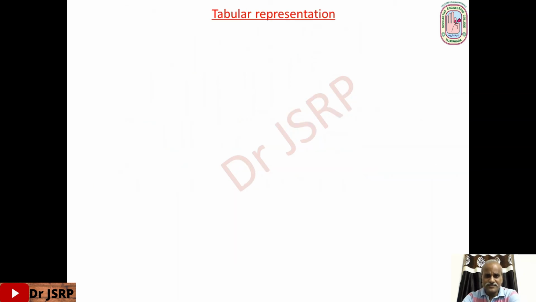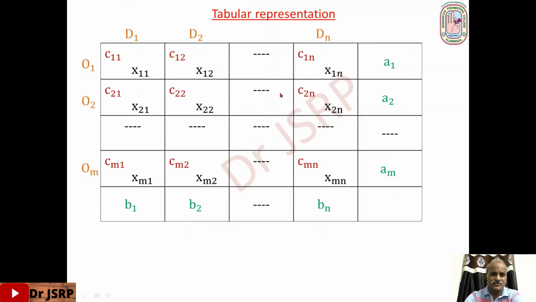Okay, so we represent the problem in tabular form. So tabular representation, this is the tabular form. So rows represent origins O1, O2 and so on, Om. Columns represent destinations D1, D2 and so on, Dn. Here we have available amounts. At first origin availability a1, at second origin availability a2 and so on. At mth origin availability am. And columns represent destinations. These will be required amounts at destinations b1, b2 and so on, bn.